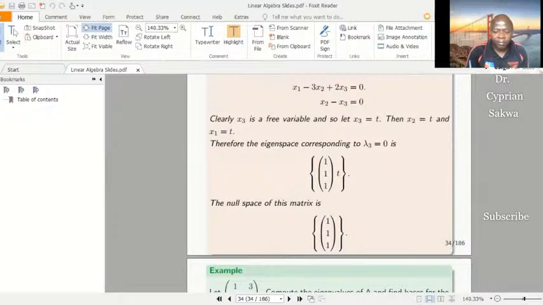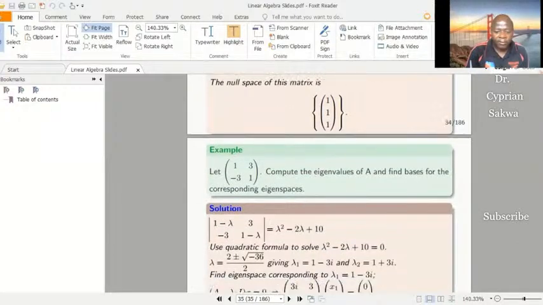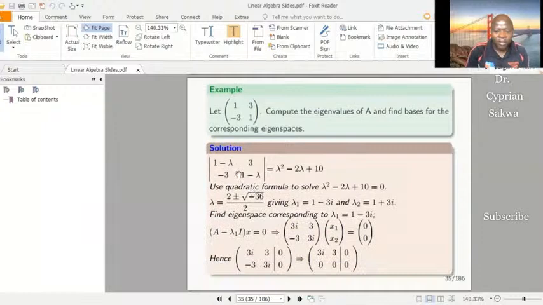Compute the eigenvalues of A and find the basis for the corresponding eigenspaces. I will not read, I'll only mention a few terms. After this was the characteristic polynomial, and when I tried to solve it, it was giving complex values. In fact, what I have is the square root of a negative number. So in fact, that is 2 plus or minus 6i out of 2.